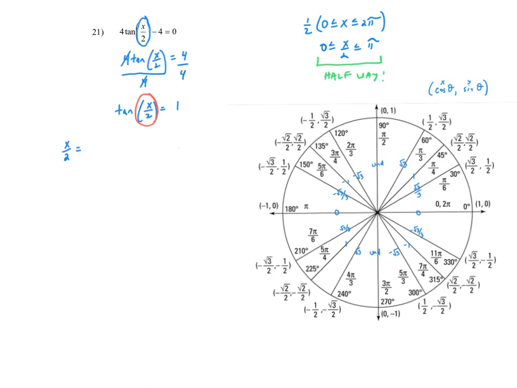Take out your unit circle and find all of the angles where the tangent value is 1. And we only have to go around the unit circle halfway. Pi over 4 is the only angle between 0 and pi where the tangent value is 1. So x over 2 is equal to pi over 4. Make sure you're seeing that there are no other angles where the tangent value is 1 going halfway around the unit circle. To solve for x, multiply both sides of this equation by 2 and we'll get x equals pi over 2.